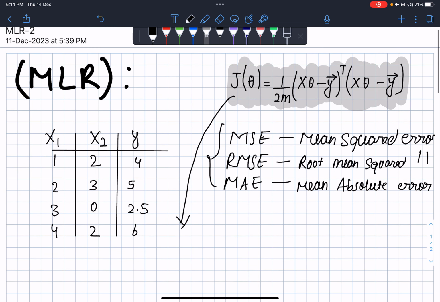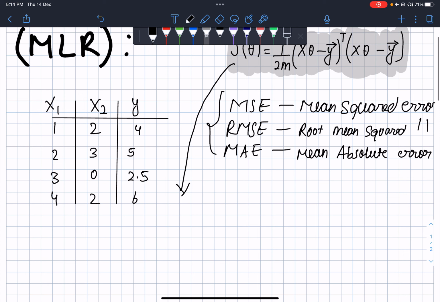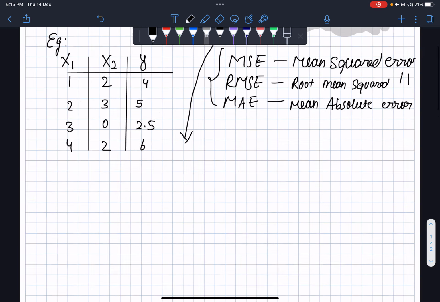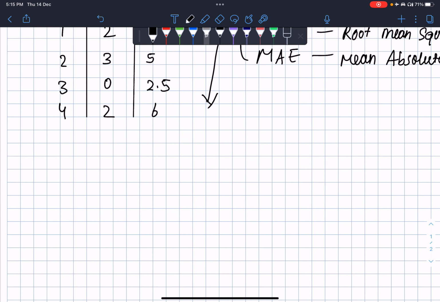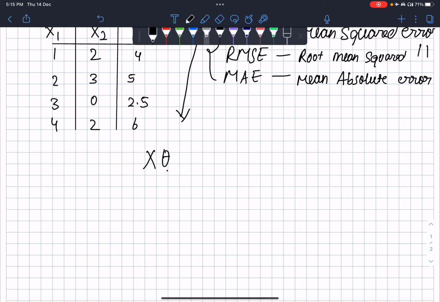So here we have some example raw data, which I took as I liked. As we know, to get our hypothesis, the predicted value, we multiply the data with theta. Theta is nothing but the parameters or coefficients we had. So let's take the theta vector, theta 0, theta 1, theta 2.